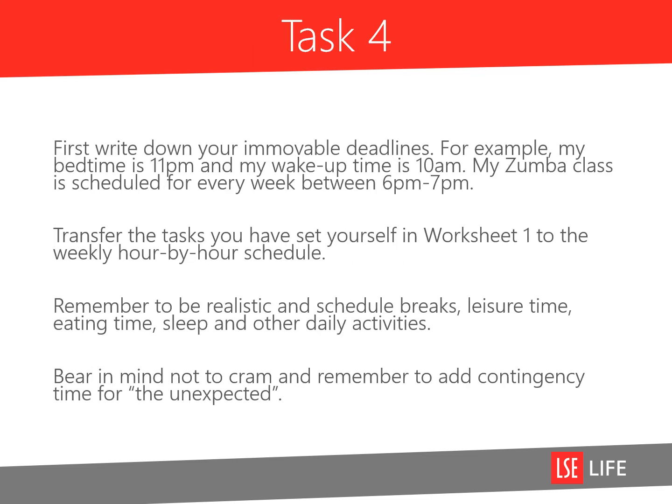So in your weekly hour-by-hour schedule, I would like you to first write down all your immovable deadlines. For example, my bedtime is 11 p.m. and my wake-up time is 10 a.m. So on my schedule, I know that I cannot schedule anything after 11 p.m. or before 10 a.m. Likewise, my Zumba class is scheduled for every week between 6 p.m. and 7 p.m. So I will put that in my schedule so I know I can't schedule anything else in that time as I am busy.